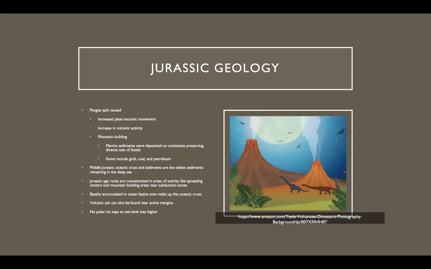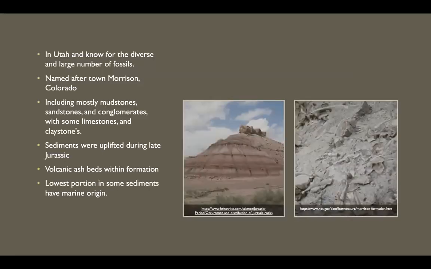And the oldest sediments remaining in the deep sea are actually Middle Jurassic oceanic crust. Jurassic age rocks are concentrated in areas of activity like spreading centers and mountain building areas near subduction zones, and basalts accumulated in ocean basins in the Jurassic period now make up the oceanic crust. Volcanic ash can also be found near active margins. It's nice to note that there were no polar ice caps, so sea level was higher during this period.